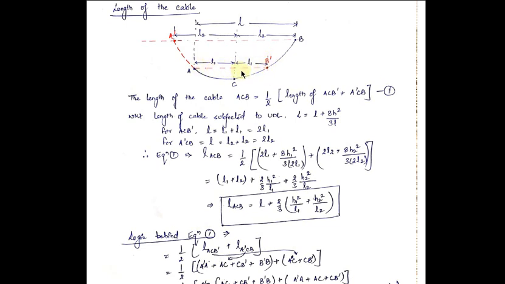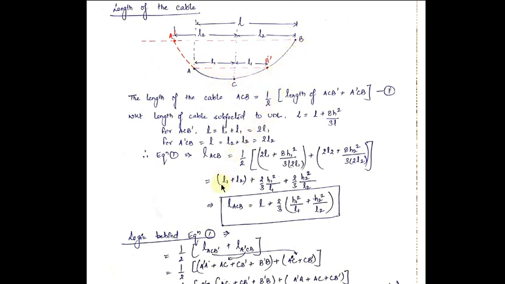Now in order to find out the length of the cable, we will be using this equation. The length of ACB is equal to half of length of ACB dash plus A dash CB. If I add the lengths of these two cables, ACB dash plus A dash CB, and take the half of these two lengths, I will get the length of cable ACB.